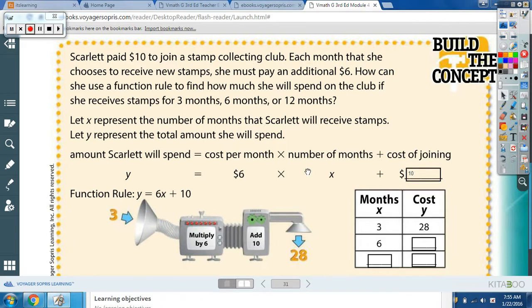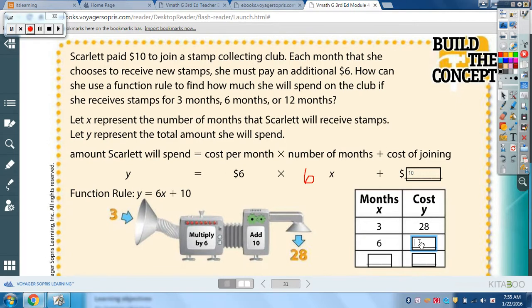Now what is this going to look like if we substitute 6? If she purchases stamps for 6 months, she has to pay $6 per month and the $10 entry fee, or what she paid to join the club. Okay? So what is her total cost going to be? $6 times 6 months, which is 36, plus 10, which will be $46.